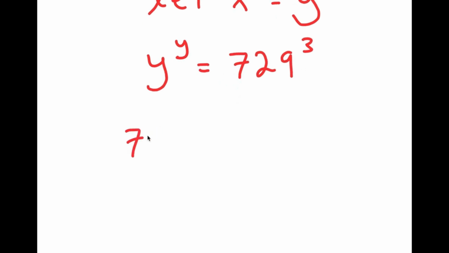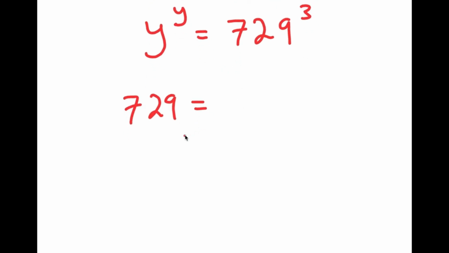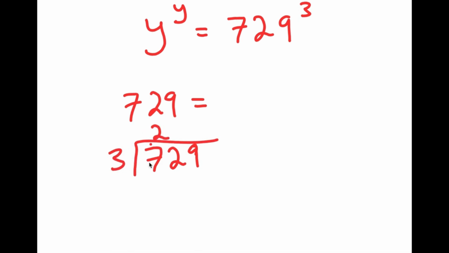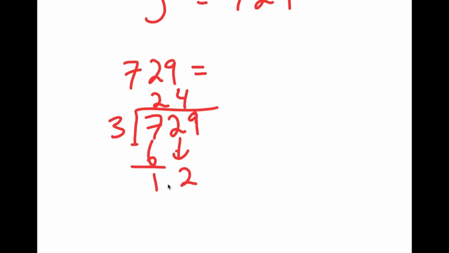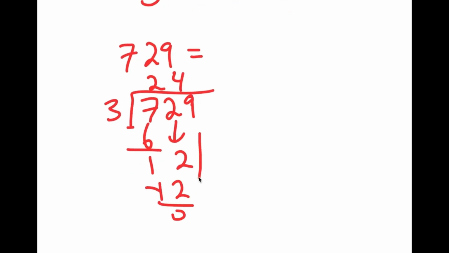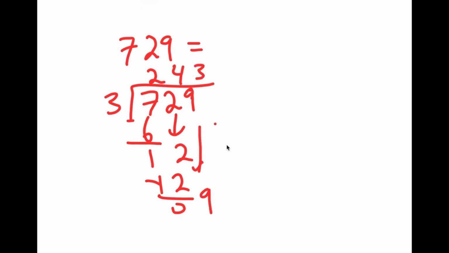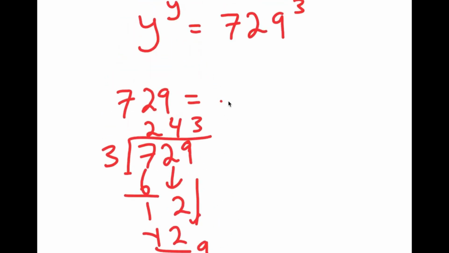So 729 is the same thing as, let's find some factors of this. Let's try to divide this by 3. 729 divided by 3, we have 7 over here, so we get 6. We subtract 7 with 6, we get 1. We bring that to 2. 3 times 4 is 12. And now we bring that to 9. 3 times 3 is 9. So I get 729 is equal to 243 times 3.